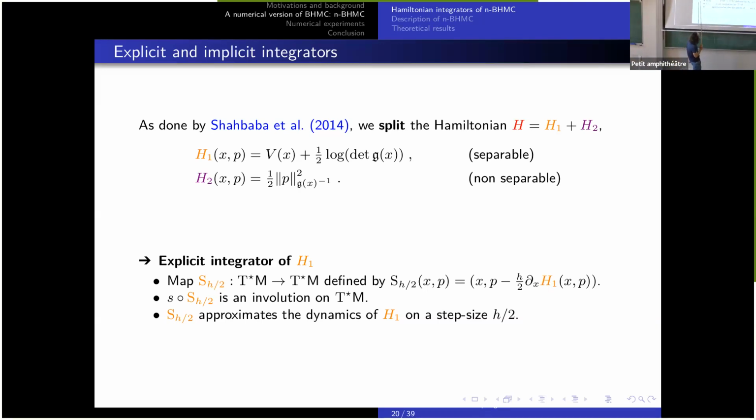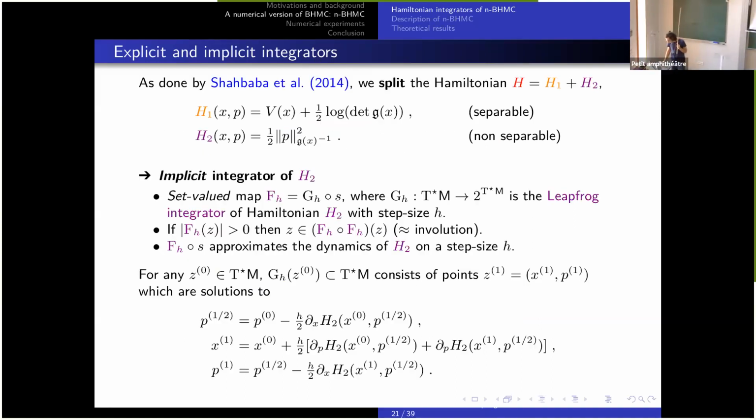So now, okay, I can handle the integration of the second part of my Hamiltonian function. For this, I will use what is called the generalized leapfrog scheme. It consists, for a step size h, in trying to find fixed points of this particular equation. So here's my fixed point, because I try to look at P1, alpha, and X1 which satisfy this system of equations. And here, in fact, it's exactly a fixed point problem.